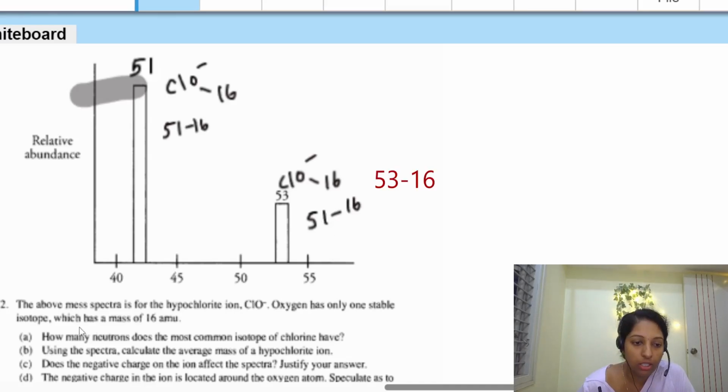But what they need, the first question, how many neutrons does the most common isotope have? So most common isotope means this is the only one we need to consider. You don't need to consider this one because this has the highest height. So what will be the thing? Chlorine atomic number is 17. So you have to just subtract the 17 also from this one. Correct? In that way, you can calculate how many neutrons. So that kind of mass spectrum questions you can expect.